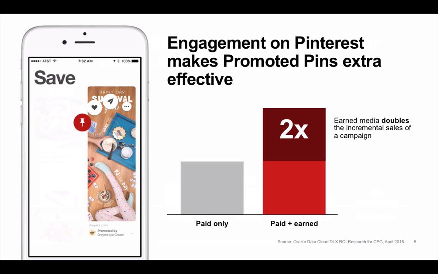How this works is someone came across your pin, your promoted pin, and they actually save it. That pin is now eligible to show up to their followers and people who share common interests with them. So there is a lot more downstream value that you're getting from a pin. We've seen that earned media actually doubles the incremental sales of a campaign long after it has ended.